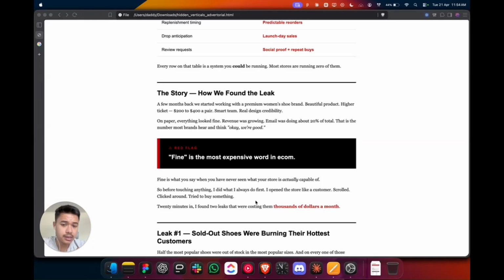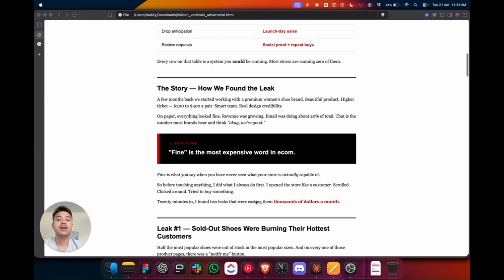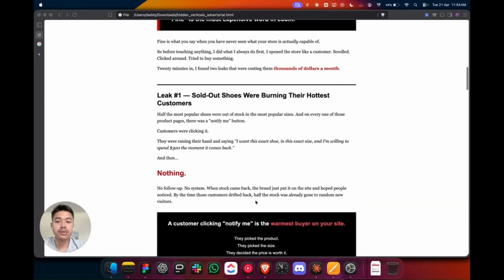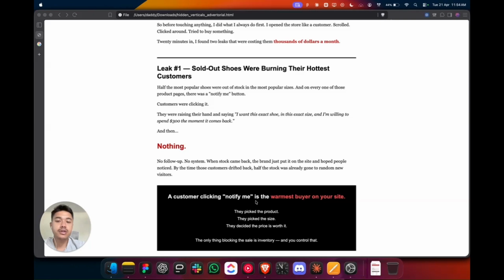So before touching anything, I did what I do first. I opened the store like a customer, scrolled, clicked around, tried to buy something. And 20 minutes in, I found the leaks that were costing them thousands of dollars per month. Let's talk about leak number one that was happening in the store. The first leak is sold out shoes were burning their hottest customer.